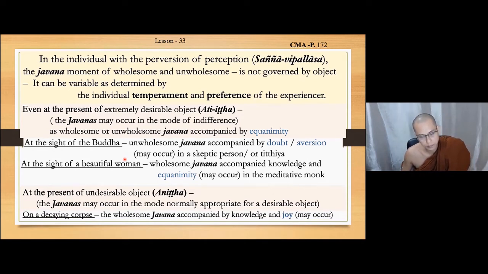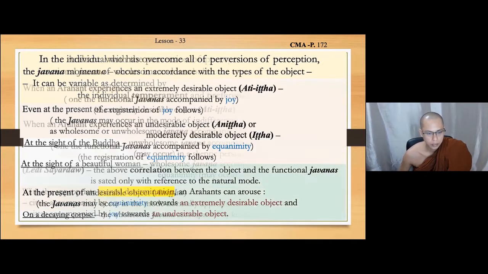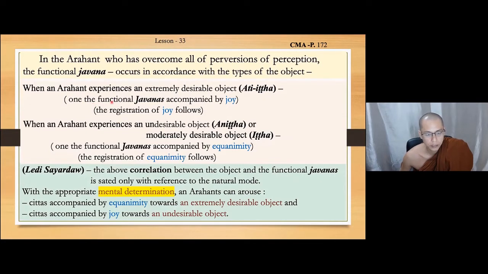So here, this slide was already studied in lesson 33. If you need to review, you can check lesson 33. And this slide shows what happens after the functional Javana. After the functional Javana, the same type of feeling in the registration follows. The Javana accompanied by joy is followed by joyful registration accompanied by joy. So here the Javana accompanied by equanimity, at that moment the registration of equanimity follows.